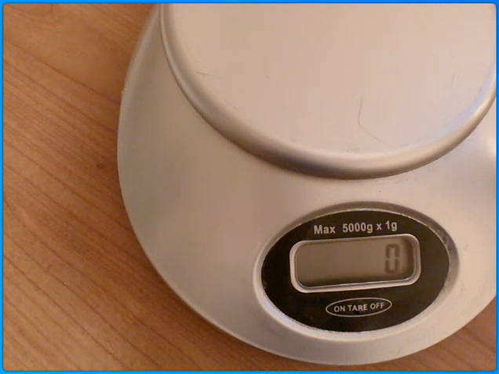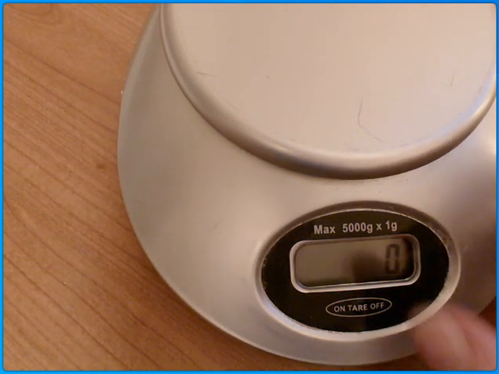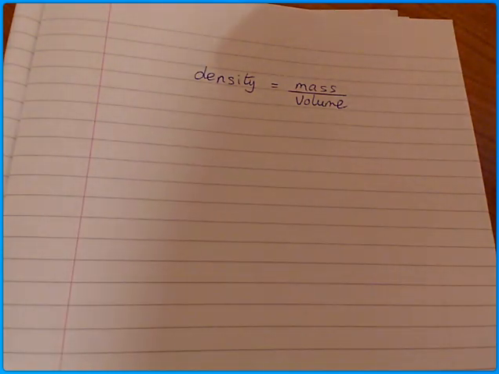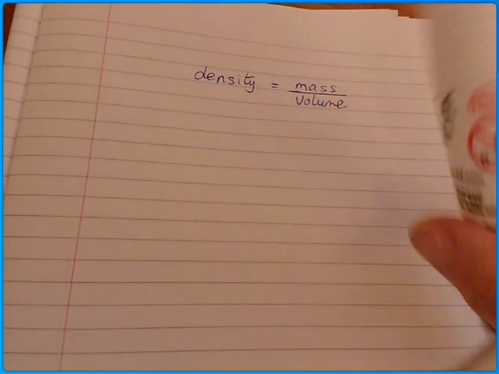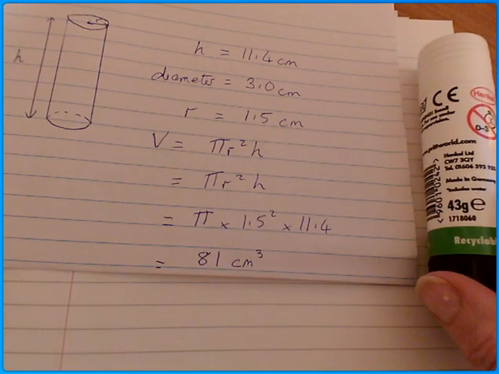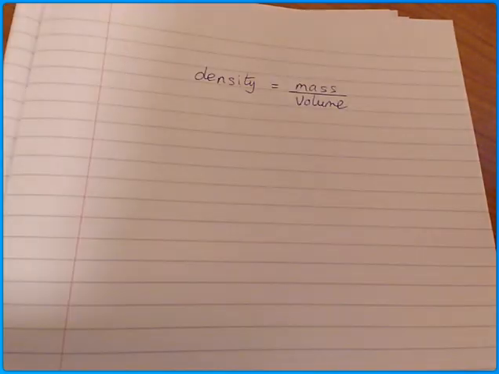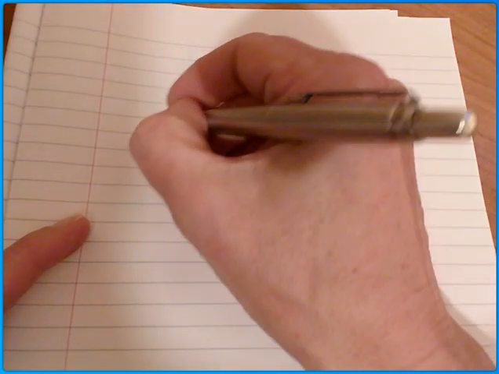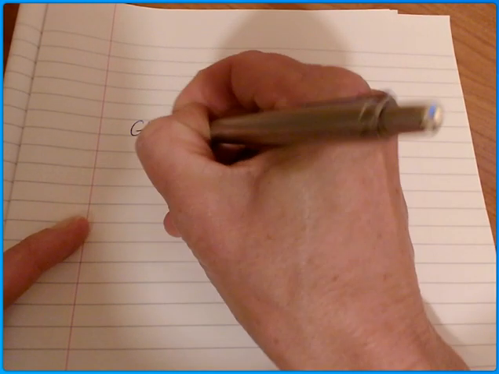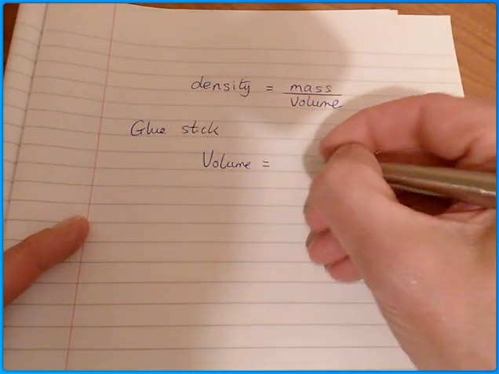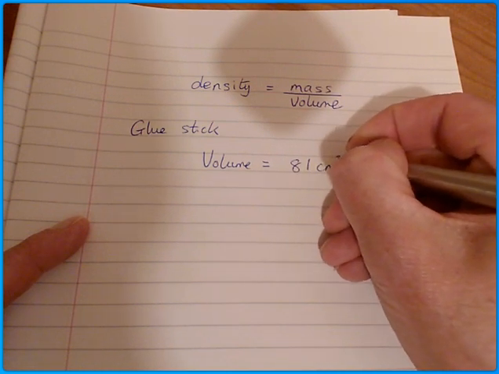Let's think about measuring the density of our glue stick. So density is mass divided by volume. Remember that we worked out the volume of our glue stick. And we found a value of 81 centimetres cubed. So for our glue stick, the volume was 81 cubic centimetres.